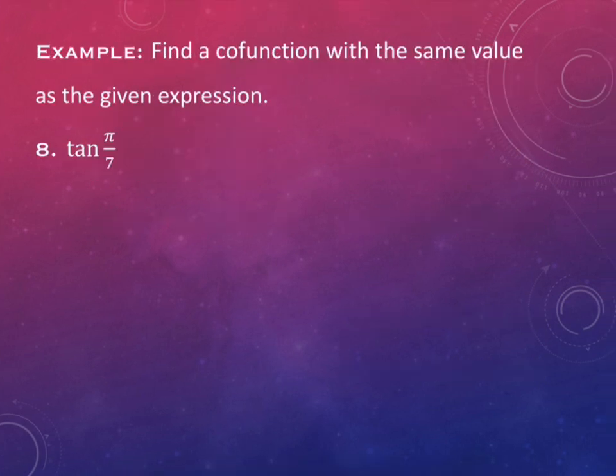Okay, so this problem does not ask us to find the tangent of pi over 7. What it does ask us to find is a cofunction with the same value. So I want to turn tangent into its cofunction. What is the cofunction of tangent? Cotangent, right? And what we had just written down before is that I have to subtract the angle, pi over 7, from 90.